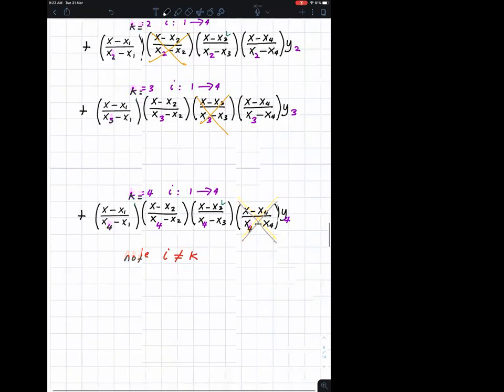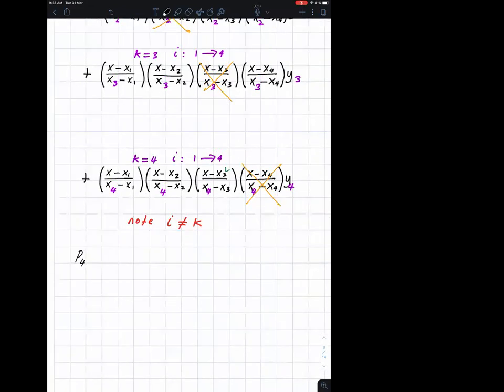So P4 now is equal to P4 of x is equal to x minus 1, x minus 2, x minus 3, divided by 0 minus 1, 0 minus 2, 1 minus 3, minus 6. Sorry.